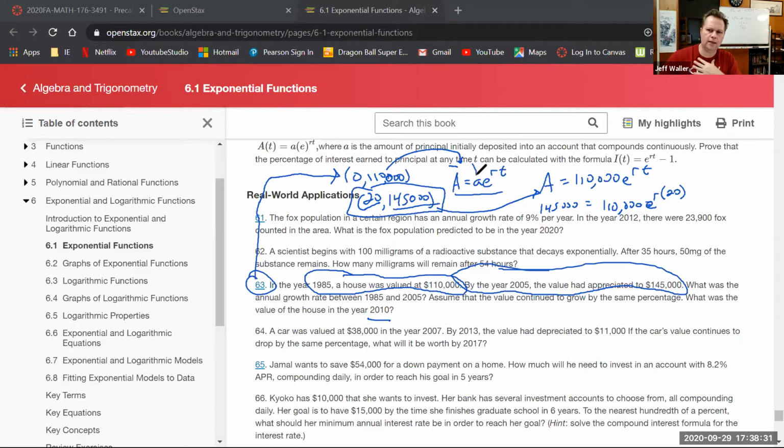The little a and the r, not the t, Jeff, t is a variable. The little a and the r are parameters. They are a little more special than the variable. It's sort of like m and b in an equation of a line. M and b are the parameters of that equation.